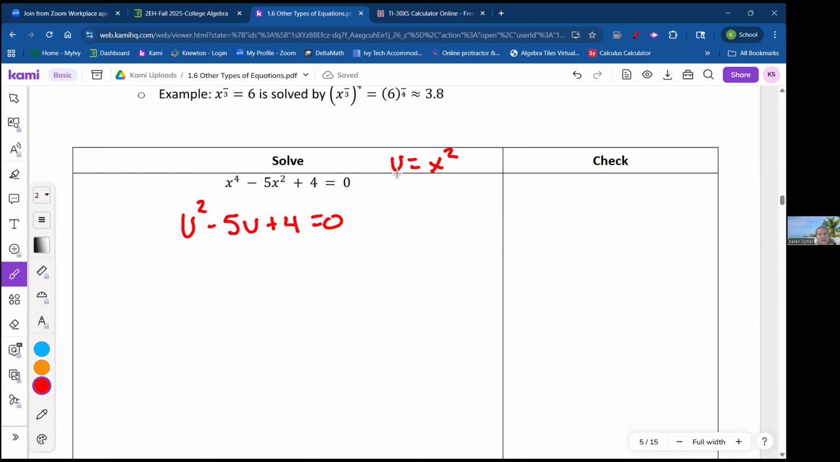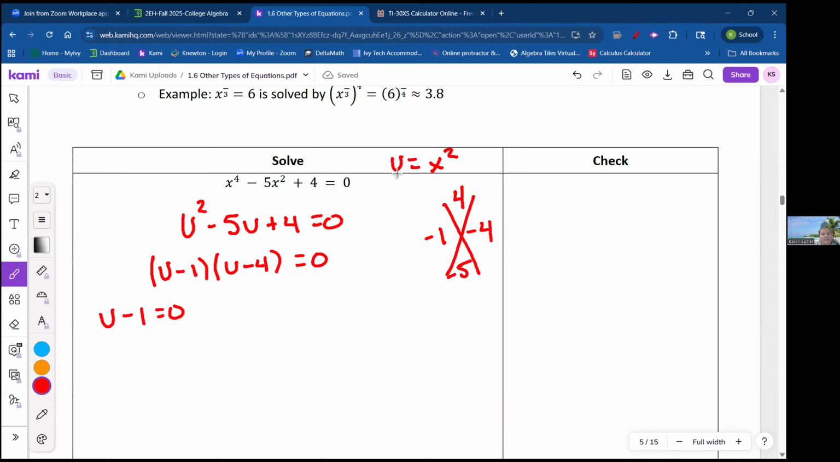Okay. I did tell you these were all going to be factorable, and they are. What multiplies to give me 4 and adds to give me negative 5? Negative 1 and negative 4, right? So I've got U minus 1 times U minus 4 is equal to 0. And then it says solve for U. So U minus 1 is 0, so U is equal to 1. U minus 4 is equal to 0, so U is equal to 4. Okay, easy enough.